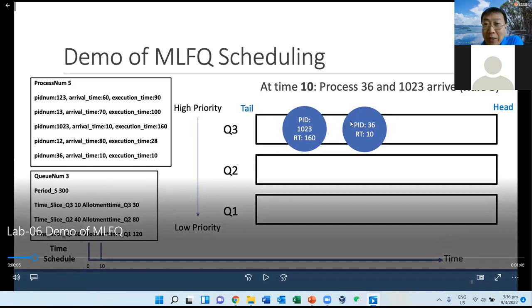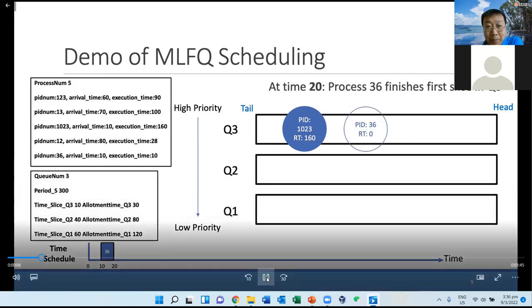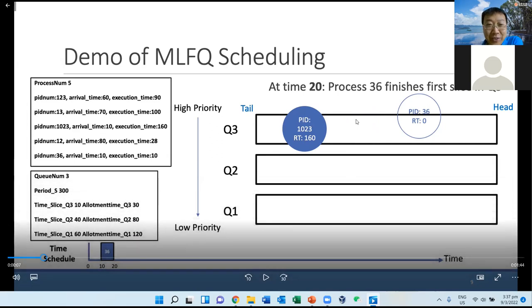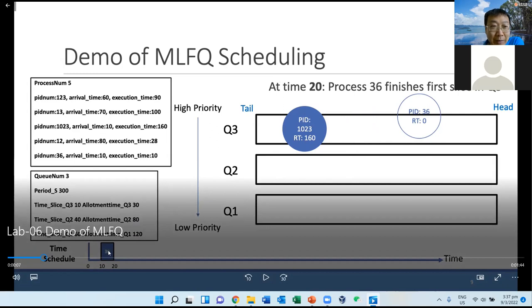So this is what you can see: at time 10, we have two processes, 36 and 1023 arrive, then we will put 36 first, then 1023 second. Then we will do scheduling. Because process 36 is on the topmost queue and is also the first one, first in, first out in our queue, we will schedule 36 to run.